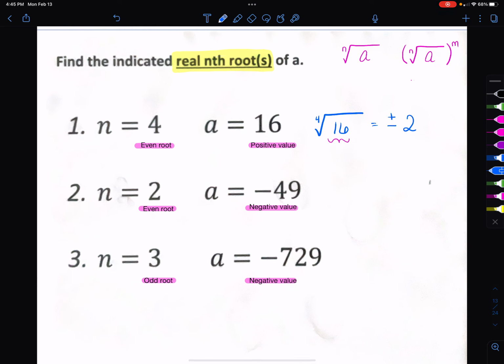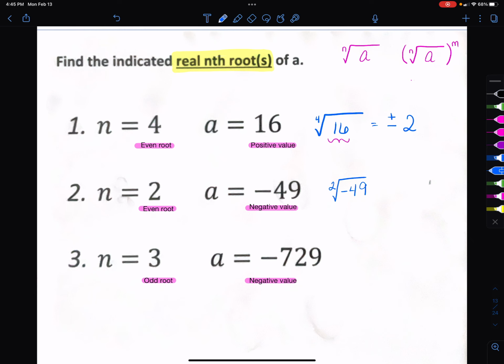All right, now on number 2, they're asking me to find the second root of negative 49. So I have an even root and a negative number.